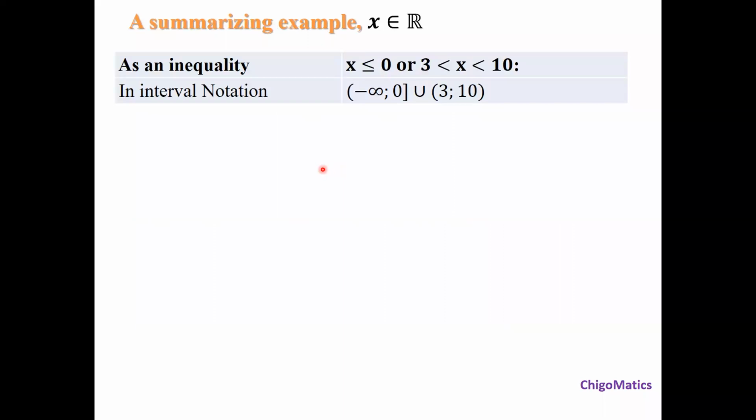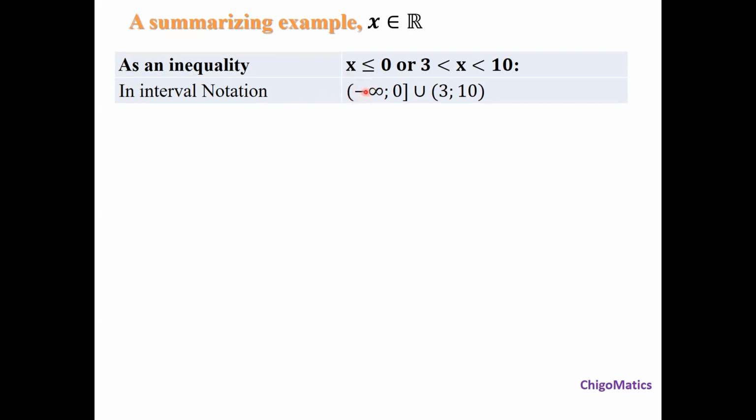Now, I'm going to give you an example wherein we are trying to put together what we have been discussing, but in terms of looking at X being an element of the real number set, that is the number line. The starting point is a set written as an inequality: X is less than or equal to 0, or X is between 3 and 10. If we write this same set in interval notation, remember the equal to 0 means 0 is included, so I close there. But since it is less than 0, it goes up to minus infinity.